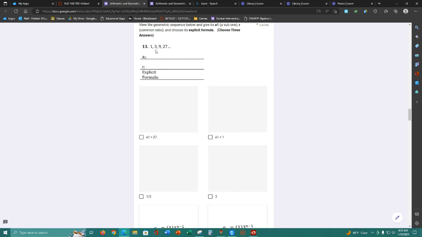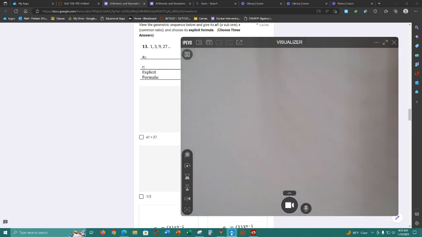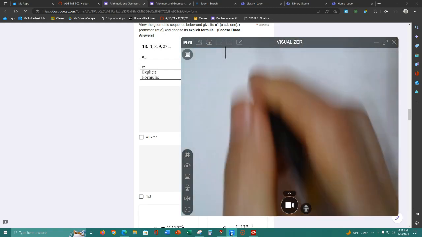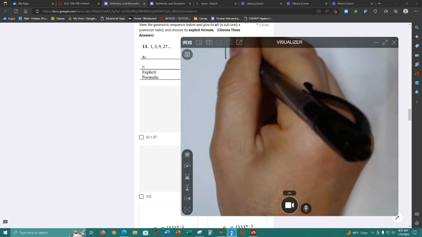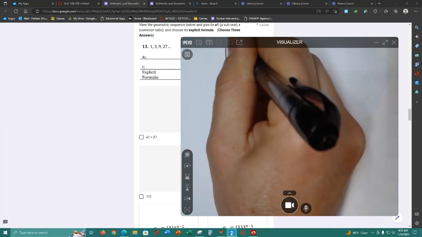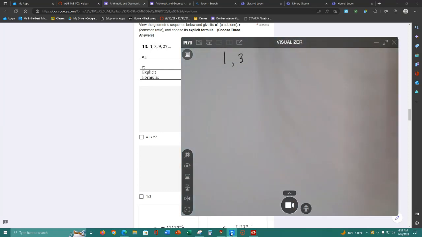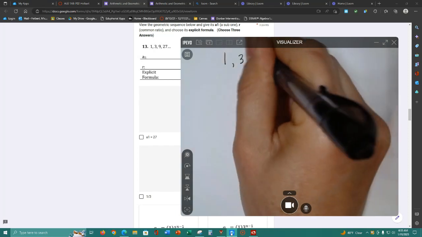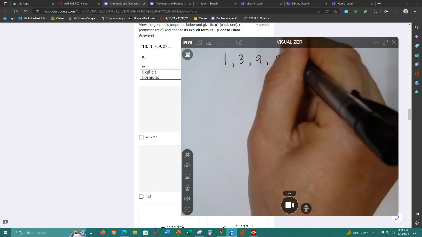We notice that we have a 1, a 3, a 9, and a 27. So I'm going to pop up my screen so you can see what I'm writing. I'm going to write those numbers down. So I have a 1, and I have a 3, and I have a 9, and 27.